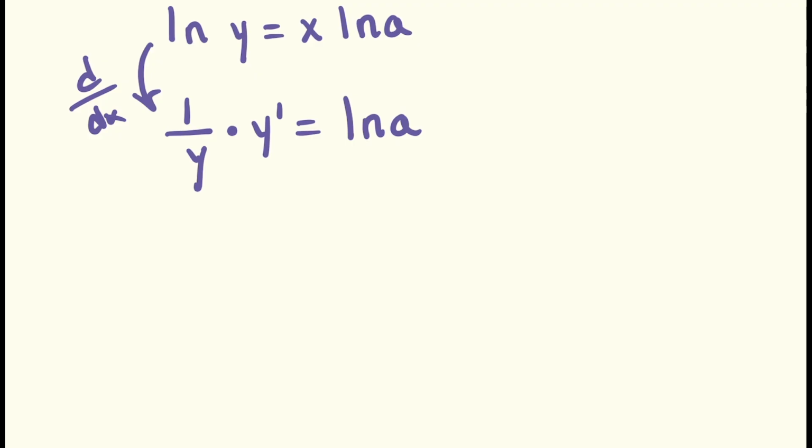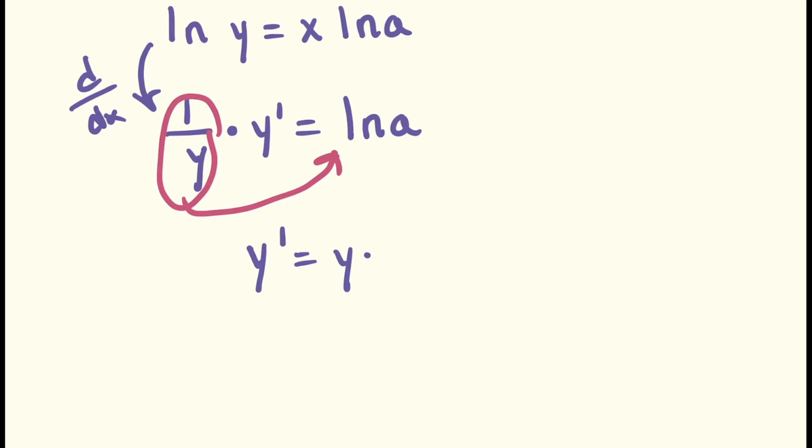All right, to solve for y prime, we're going to take this y here and move it over to the right-hand side. So we're going to multiply both sides by y. This is going to give us y prime is equal to y times the natural log of a. We know y is equal to a to the x, so we can just punch that back in. And now we know the first part of our situation here. We know the derivative of a to the x is going to be a to the x natural log of a. All right, so that's part one that we are done with.